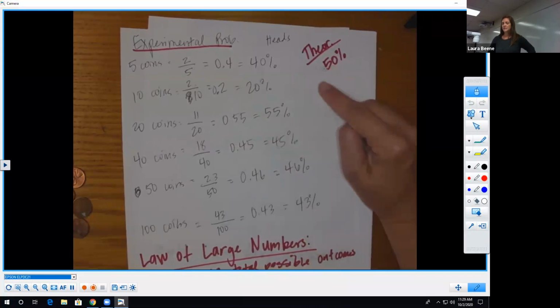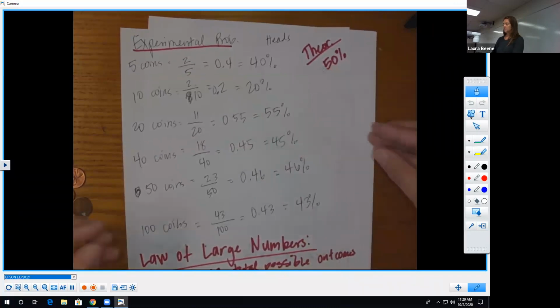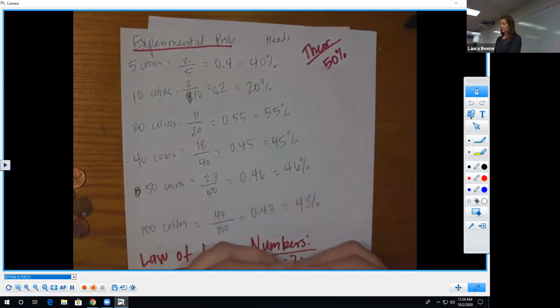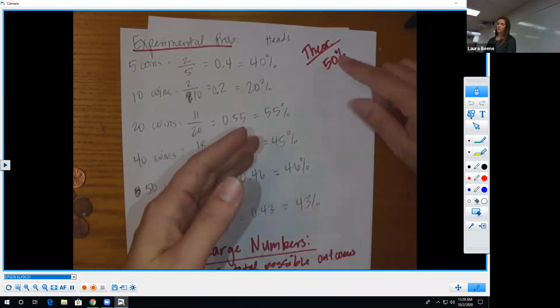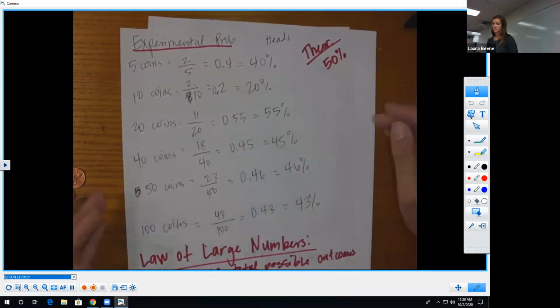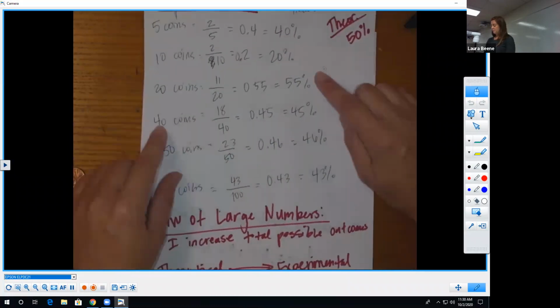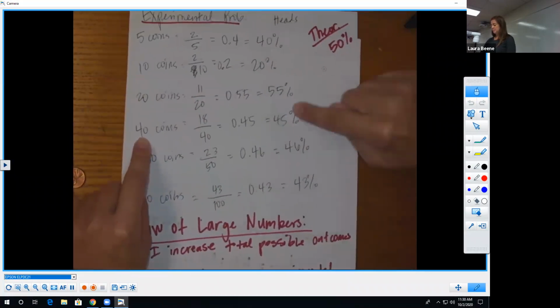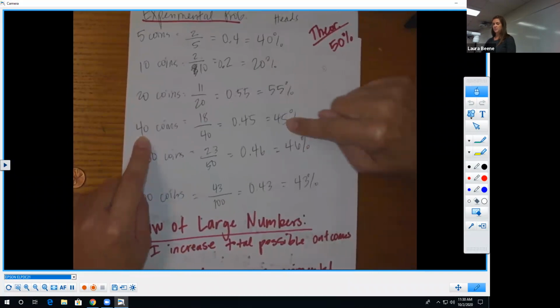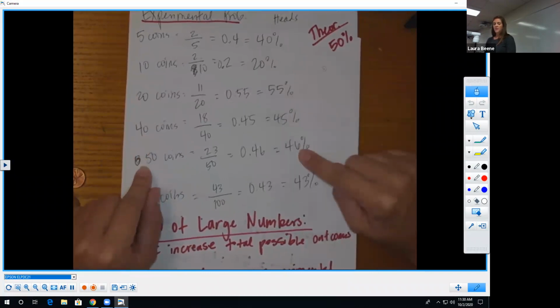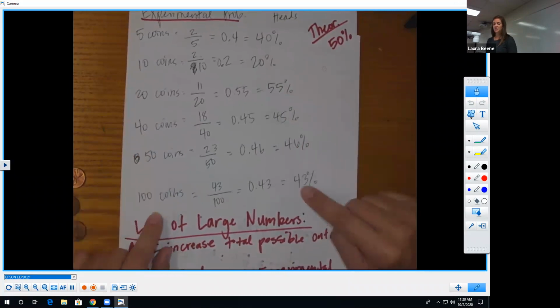And again, it doesn't have to be over or under. We're talking about the number that's getting closer and closer and closer to 50. So it could be like 51 or 49. It's the same distance away from 50%. For 40 coins, this was the same percentage away because they were both 5% away. For 50 coins, I was closer. I got up to 46 that time. And then for 100 coins, it was only 43%.